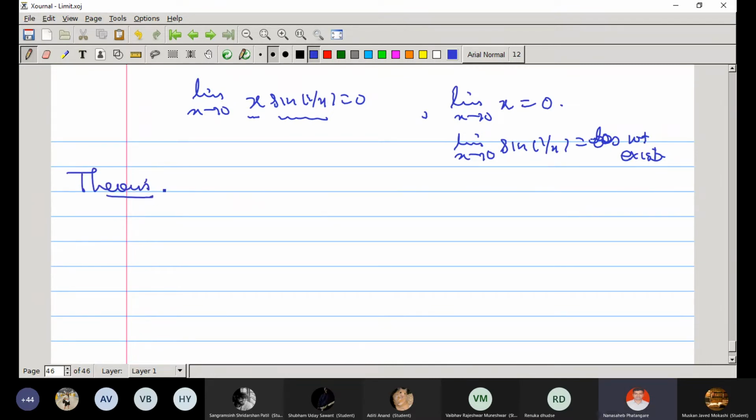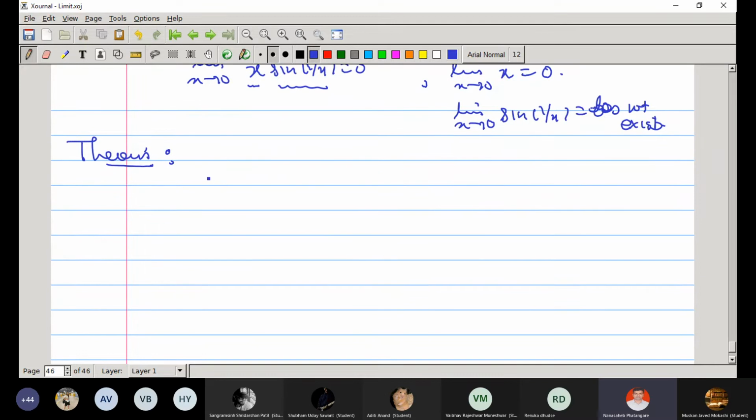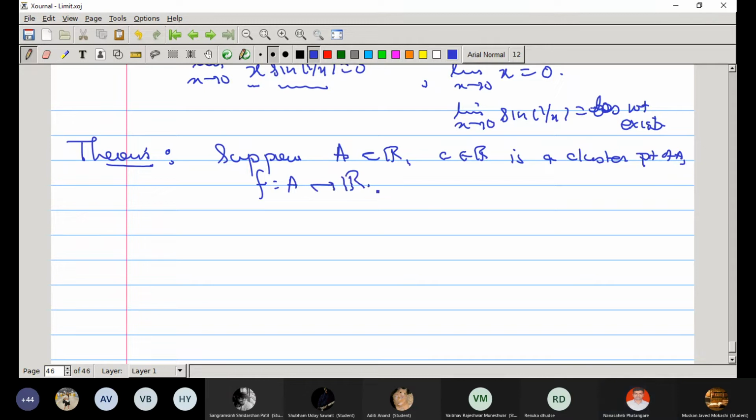So, what is the general theorem? Suppose, the preamble is constant, same. A is a subset of R, c belongs to R is a cluster point of A, f is defined on A. Now we are interested in two functions. So g is another function defined on A.